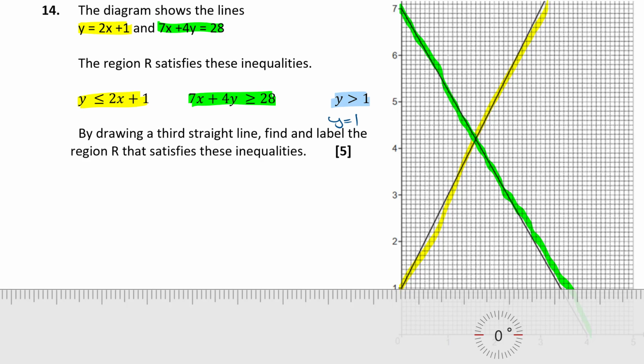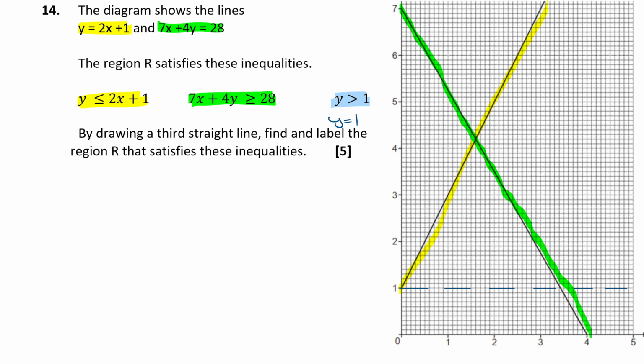Now notice that the other ones were greater than or equal to or less than or equal to, so they've been drawn with a solid line. Now we want strictly greater than, so we need to draw our line as a broken line, a dotted line, like that, because the points on this line are not actually part of the region. They have to be slightly bigger than 1 in order to be part of the region. Okay, so we draw that one with a broken line or a dashed line like that. Okay, so now we've got all the lines that we need for our diagram.